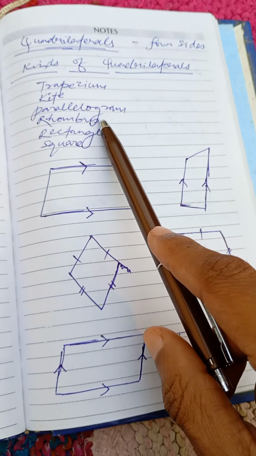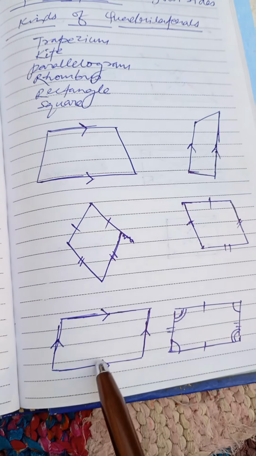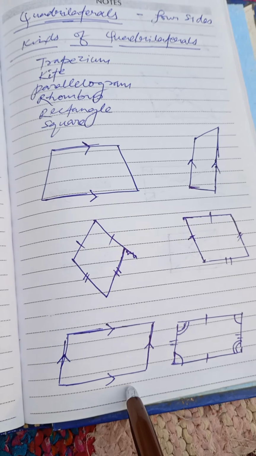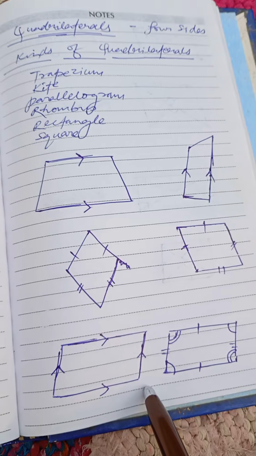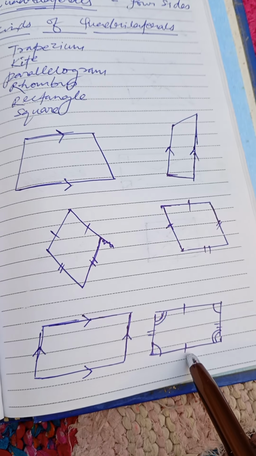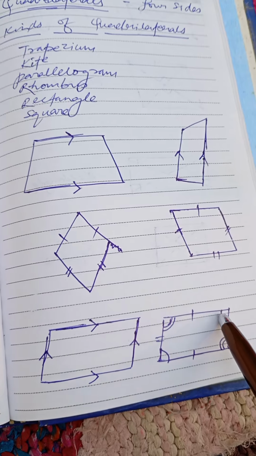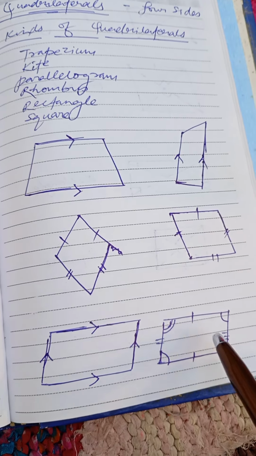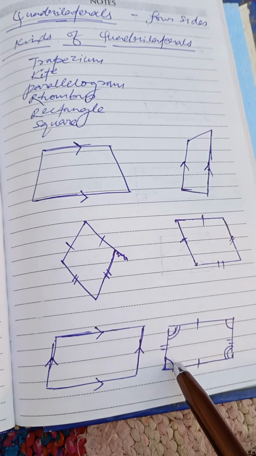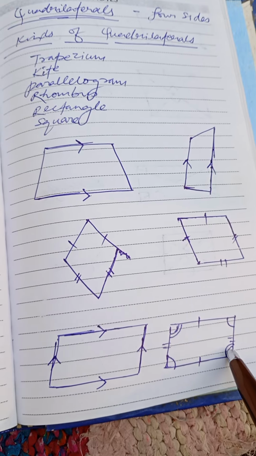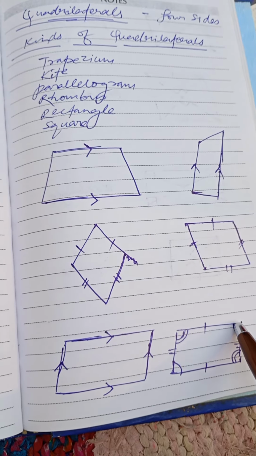Next quadrilateral, parallelogram. It has opposite sides parallel. These two sides are parallel and these two sides are parallel. In a parallelogram, the opposite sides are equal. These two sides and these two sides are equal. Opposite angles are equal. These two angles are equal. Also, these two angles make 180 degrees and these two angles make 180 degrees.